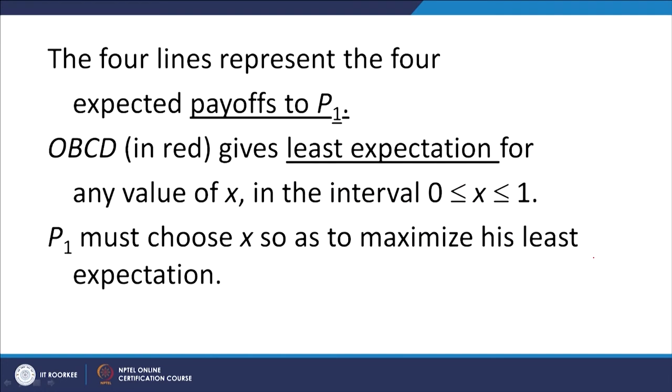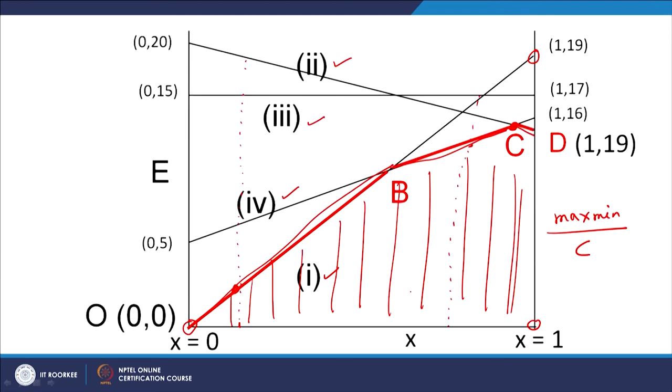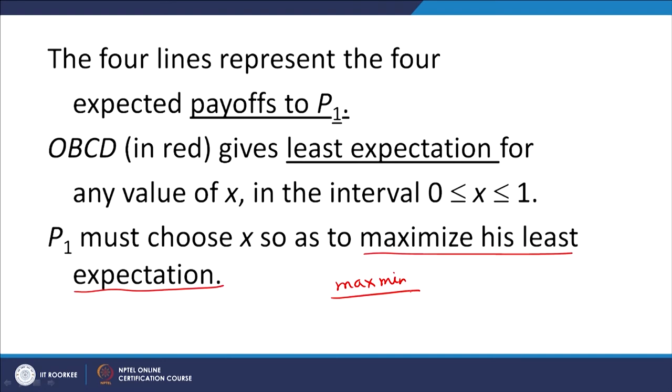These four lines represent the four expected payoffs of the player P1, and the line OBCD, which is shown in red color, gives the least expectation for any value of x between the interval 0 is less than x is less than 1, and in fact including the two points 0 and 1 as well. So, P1 must choose x so as to maximize his least expectation. Maximizing his least expectation corresponds to the max min point, and that is the reason why we are looking for C as the max min point. So, C gives us the max min point. If P1 chooses an x which corresponds to the max min point, he will gain the maximum.